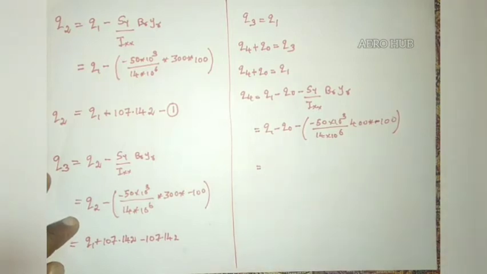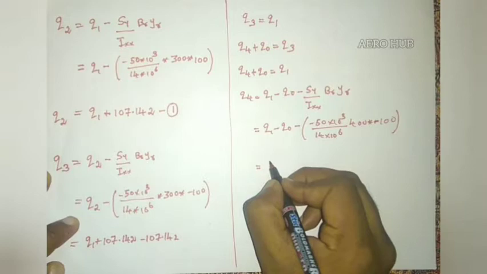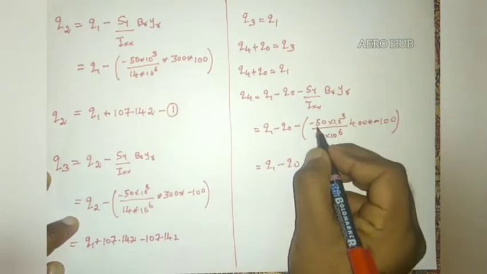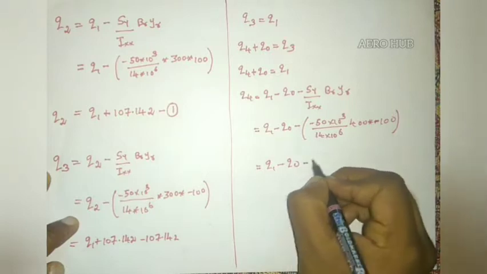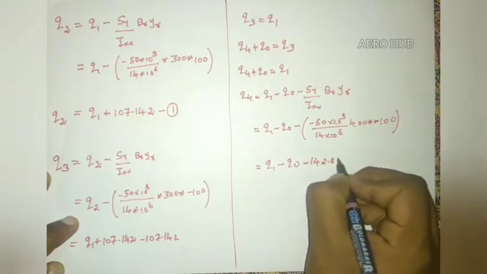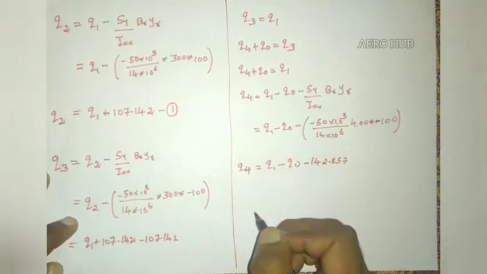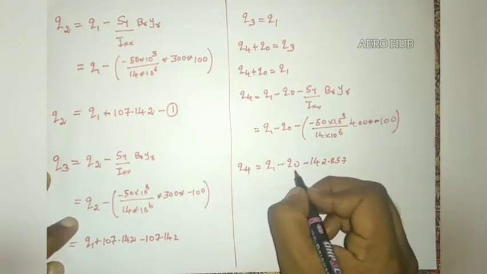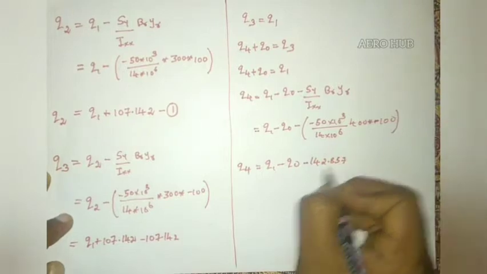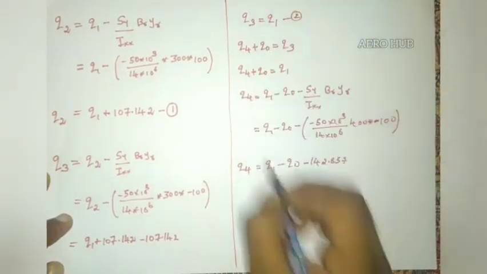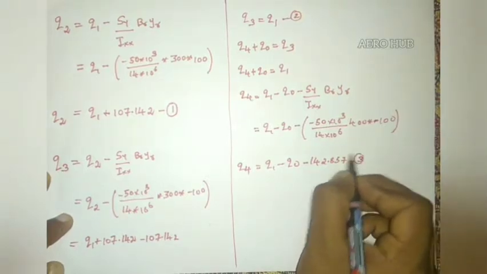So I will be getting Q1 minus Q0. It's negative, negative, positive, again a negative, so it will be minus 142.857. This is the value of Q4. So Q4 is nothing but Q1 minus Q0 minus 142.857. I will put Q3 is equal to Q1 as equation number 2 and this one as equation number 3.